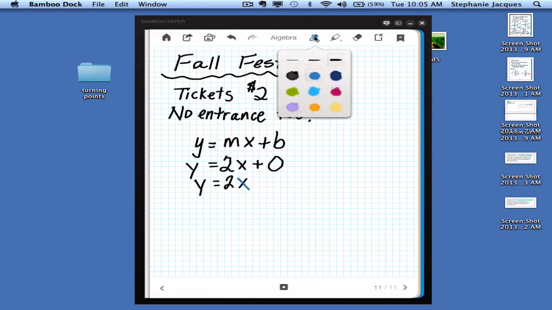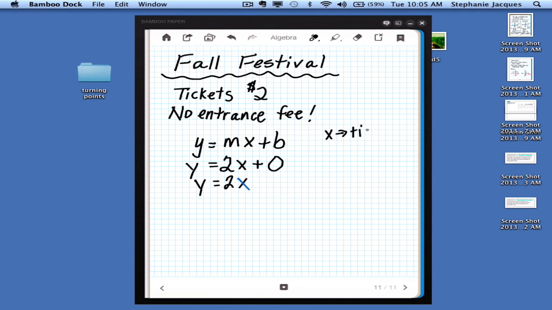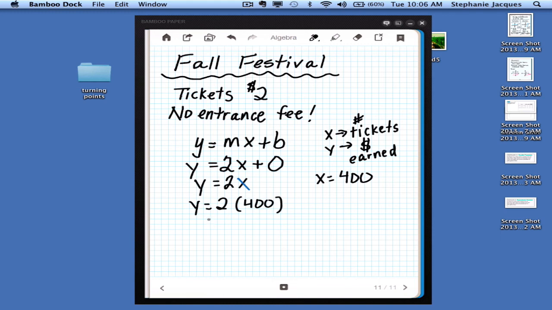So in this situation, it would be nice to know, let's see if I sold 400 tickets. So let's have x be the number of tickets, and y is how much money you make. So let's say in this situation we sold 400 tickets. That's great. So I'm going to go y equals 2 times 400. So y equals $800. That would be great if we could sell 400 tickets. I'm sure they sell much more. So this is a way you can find out answers by just plugging in numbers.